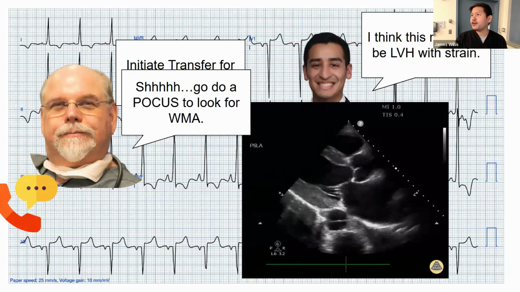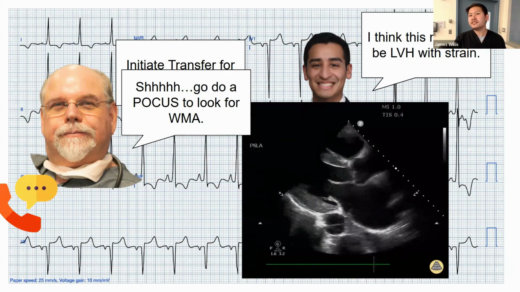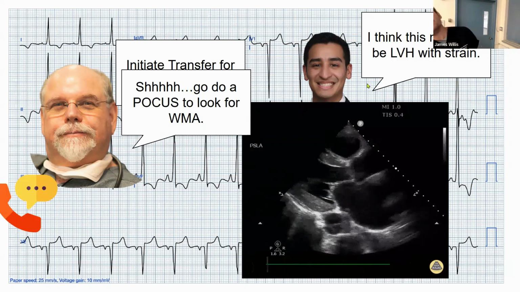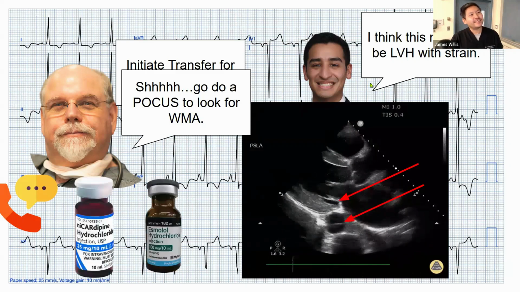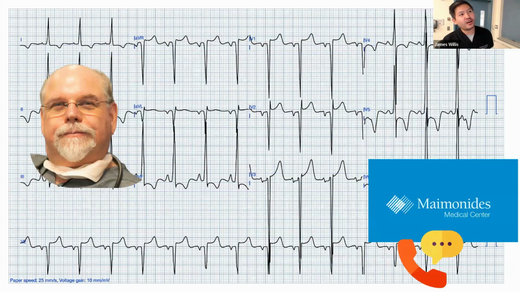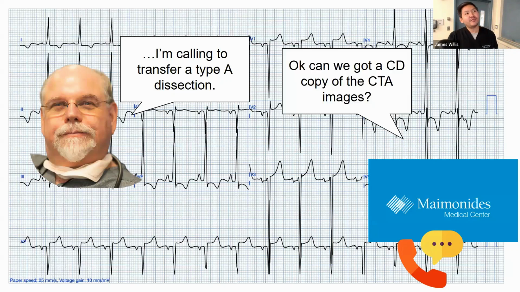So back to our case, our seasoned attending versus fourth year resident. He gets the point of care ultrasound. What does he see? Sure, maybe some septal akinesis. I guess you can't really see it that well. You see dissection flap. Yeah. So you get this patient on Cardene, esmolol. Maimonides calls back. The attending picks up the phone. He goes, I'm actually transferring a type A dissection.